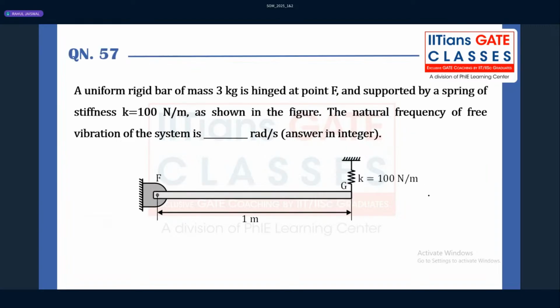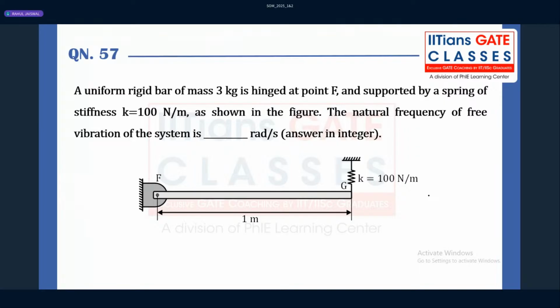Now moving on to the next question, which is a question from vibrations. A uniform rigid bar of mass 3 kg is hinged at a point F, and it is supported by a spring of stiffness K, that is 100 Newton per meter, as shown in the figure. What is the natural frequency of free vibration of this particular system?